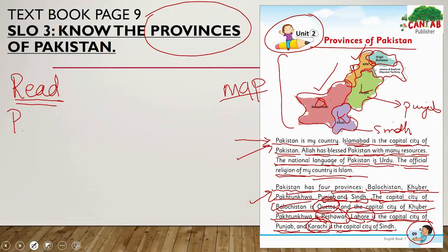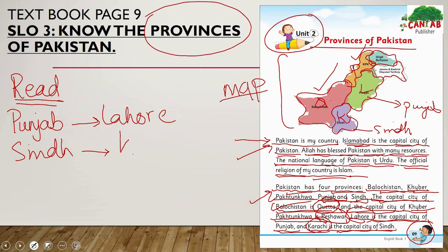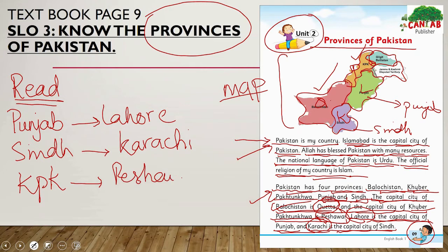So the capital city of Punjab is Lahore. Sindh, Karachi. KPK or Khyber Pakhtunkhwa, Peshawar, and for Balochistan, it's Quetta.